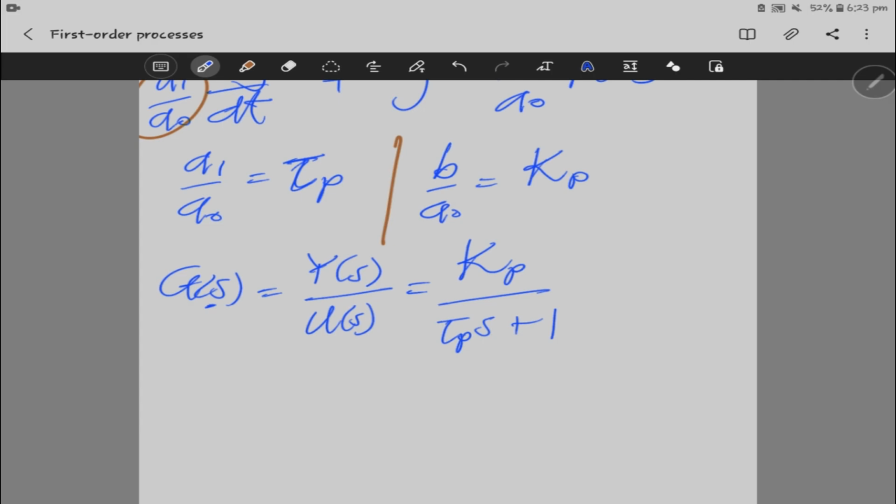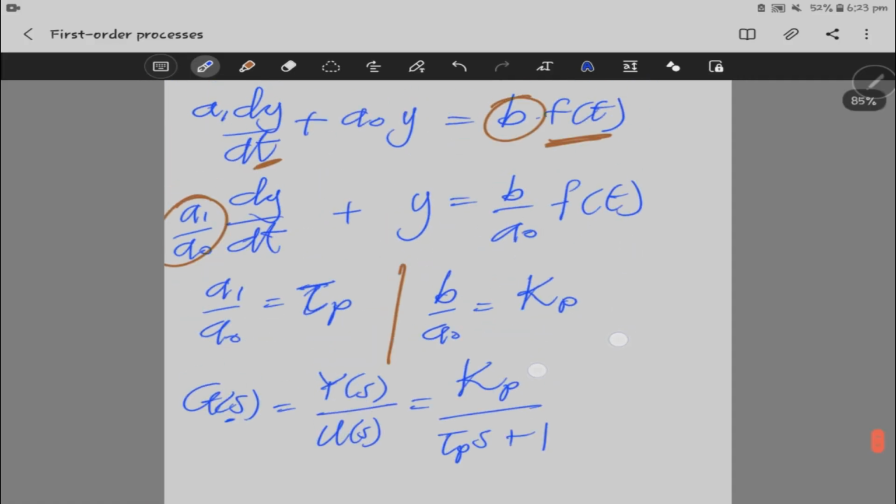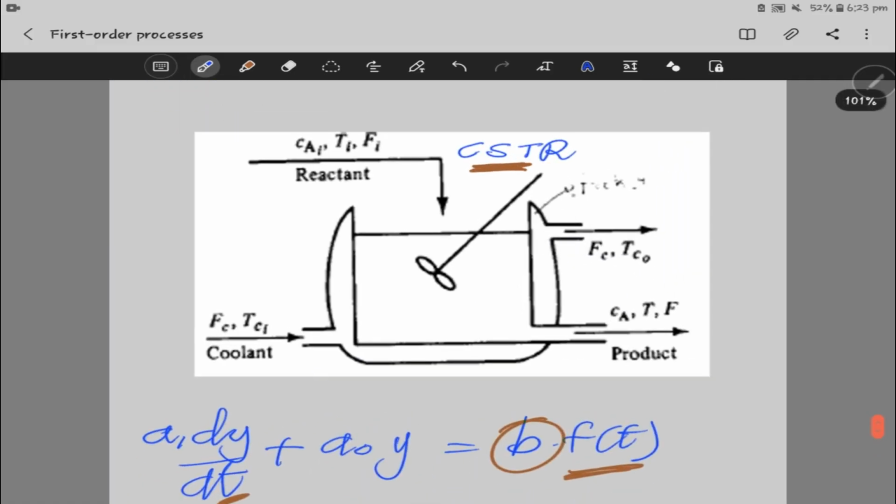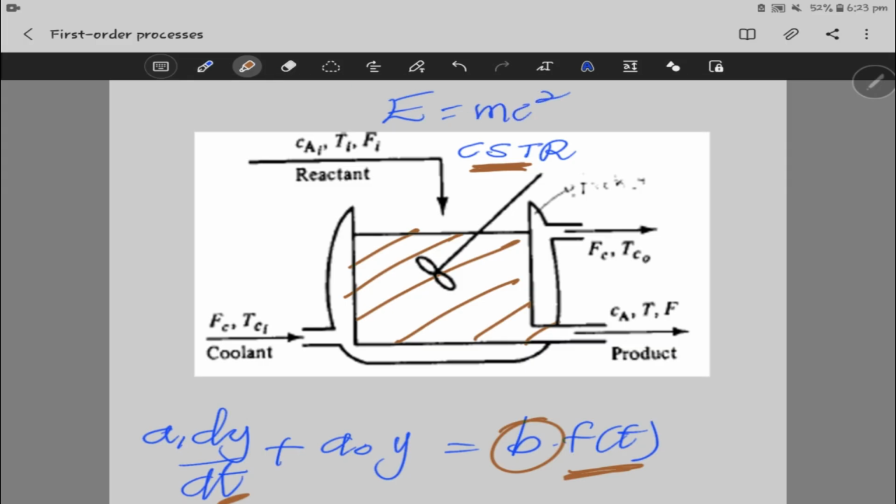But then there's another form for first order systems, but before that, let's come to this. When you look at this diagram, what do you think is happening? A continuously stirred tank reactor. You can see that it basically has the ability to hold mass, right? And then it can also hold energy, right? So if it can store mass, then it can definitely store energy, right?